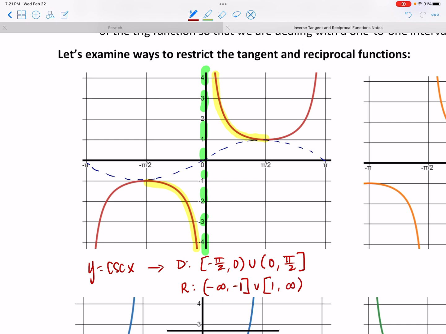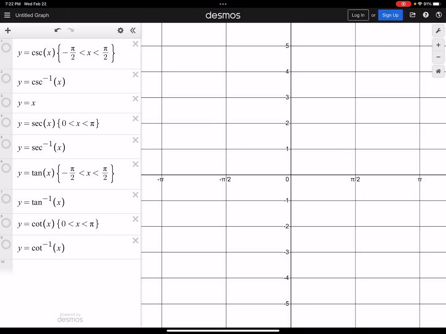Now, if this is the domain that we're restricting to, that's our range, we know that when we're looking at the inverse of our cosecant function, the inverse cosecant function, those two things will be switched. Okay, so let me take you to Desmos for a second. Here's our cosecant, restricted to the domain that we just said. We're going to go from -π/2 to π/2, but we're going to exclude that asymptote at 0.